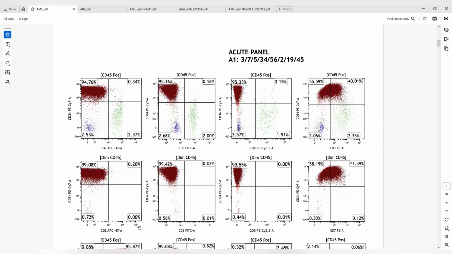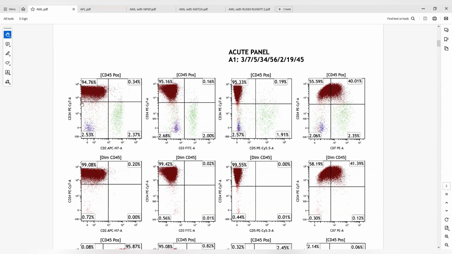So here in this panel, we see CD2, CD3, CD5, and CD7. And first of all, how do we decide whether a population is positive for a specific marker or negative for a specific marker? So for example, let's look at this box here in the top left corner. Here on the y-axis, we have CD34, and here on the x-axis, we have CD2. So this horizontal line here will divide the populations of cells that we have as CD34 positive above the line and CD34 negative below the line.